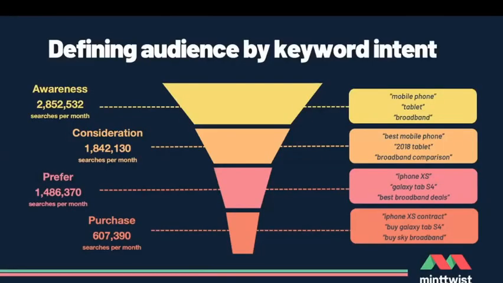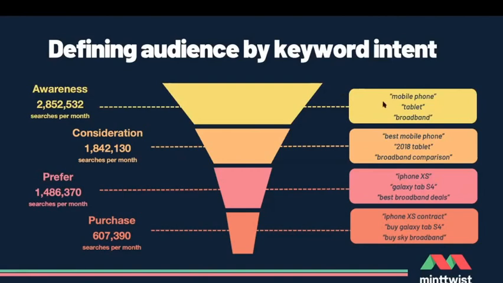So what keywords to target? We like to sort of put keywords into 4 different categories: awareness, consideration, preference, and your purchase. Each of these stages is kind of a different level of the customer journey.